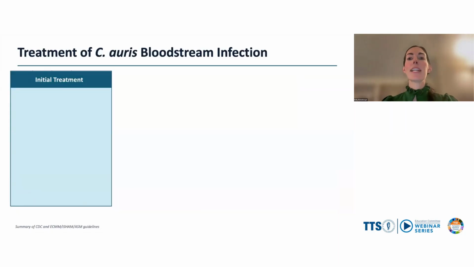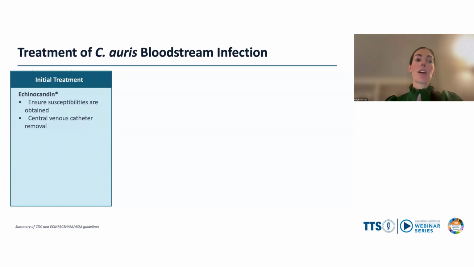So how do we treat Candida auris bloodstream infection? So this is a summary of the CDC and the ECMM, ISHAM, ASM guidelines, where they recommend that the initial treatment for Candida auris bloodstream infection is an echinocandin. In addition, it's really important to ensure that we're obtaining susceptibilities to understand whether we're using the appropriate therapy. Central venous catheters should be removed in the first 48 to 72 hours, as Candida auris, like all other Candida, can form potent biofilms on plastics and other foreign objects.